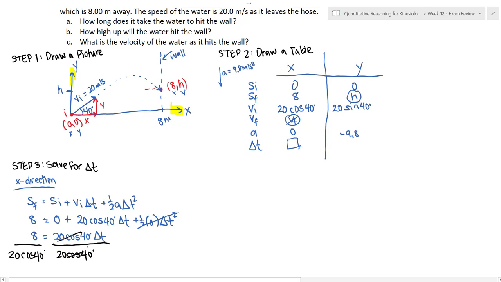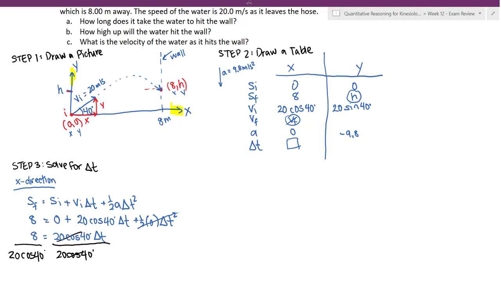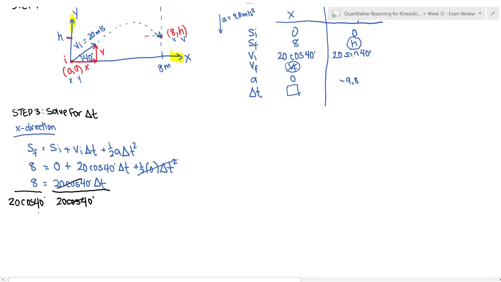So that these two cancel, and we're left with delta t equals, and now I'm just going to type this on my calculator, 8 divided by 20 cos 40. And I have 0.5221629 seconds. Okay, so I can round this number for this question, but in part B, I'm going to need to use this. So I want to make sure I know a lot of the digits here.